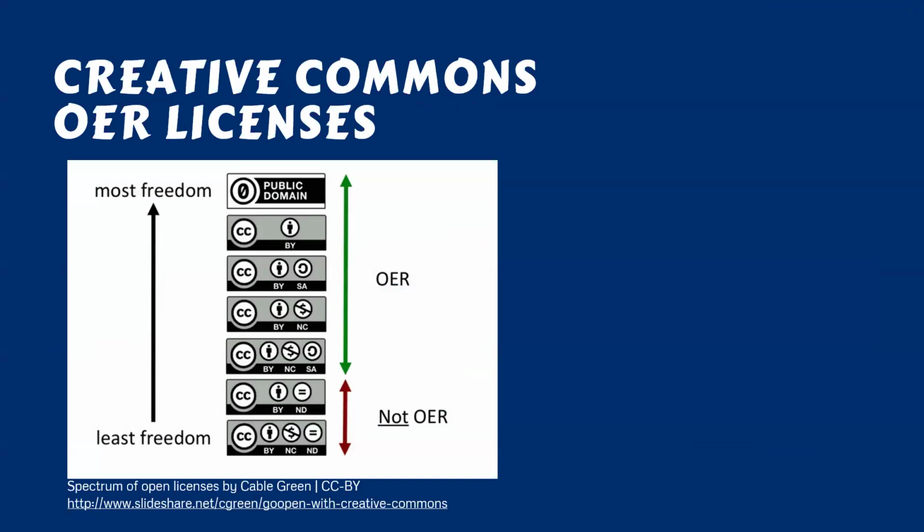Because OER require the 5 Rs, they are licensed differently than traditional textbooks and other proprietary educational materials. OER will reside in the public domain or have a Creative Commons license. The 5 licenses here on this chart within the green arrow all allow for the 5 Rs of OER. So I'm just going to very quickly go over each element and the acceptable OER licenses. Every Creative Commons license, except items listed in the public domain, require an attribution or BY notice.